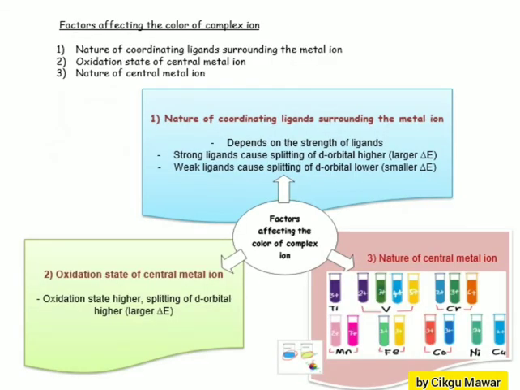Now I continue with the third factor, which is the nature of the central metal ion. Here is the list of colors for each central metal ion. This is the nature: every central metal ion has its own wavelength for absorbing light. Let's see an example here.